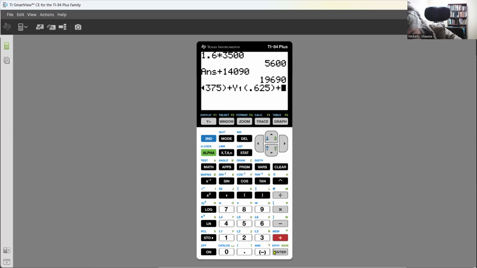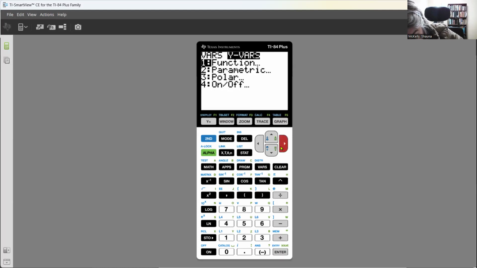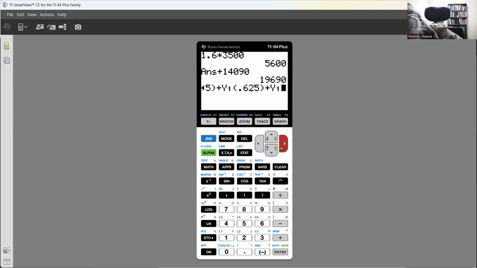So plus vars, y vars, function, y1 and 0.875. Now remember to close your parenthesis at the end so that you're multiplying the whole thing by 0.25. And then hit enter and you get your answer that way.